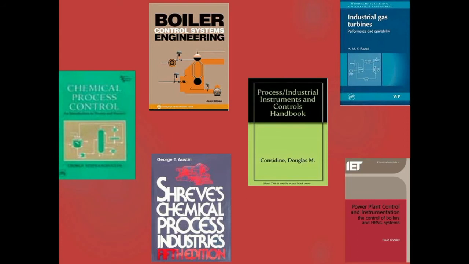The rest are reference books which are available. There is a chemical process book, then there is a boiler control book. This is a wonderful book by ISA which covers almost head to toe of boiler control. Then there is a power plant book where your gas compressor, gas turbine, and other parts of power plant systems are also covered. A special book for the industrial gas turbine is also available by Mr. Razak.